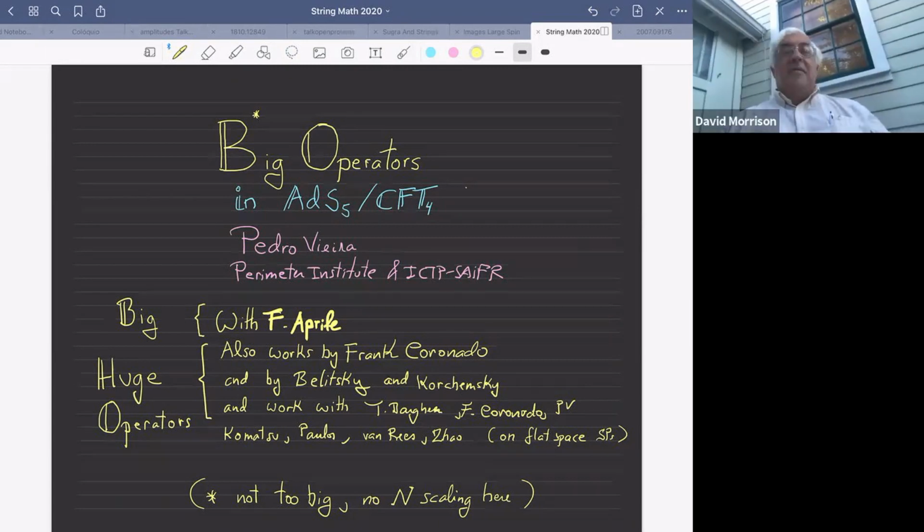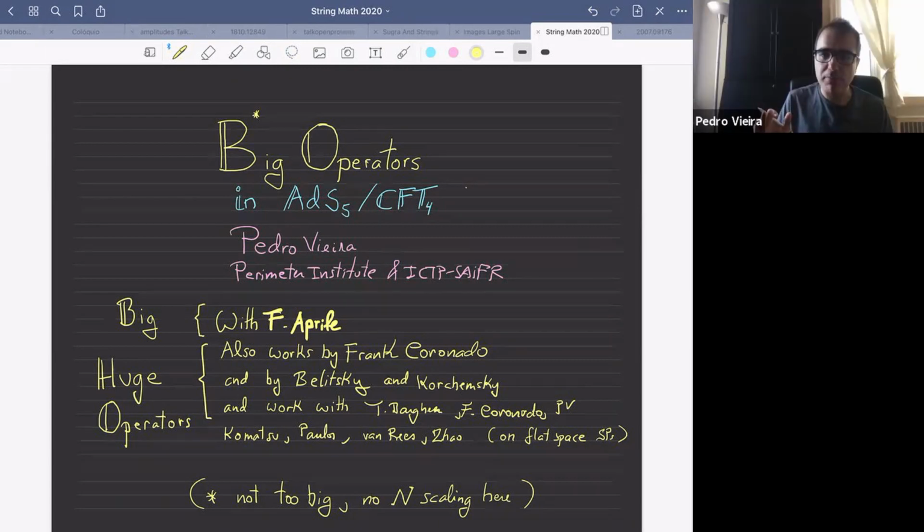Absolutely. But so it's about big operators, not too big. They are not going to scale with N, but still very big operators in N=4 super-Yang-Mills. Because as I will tell you, when operators are big, we can make some analytic progress in trying to understand better the structure of this theory that we very much want to solve.